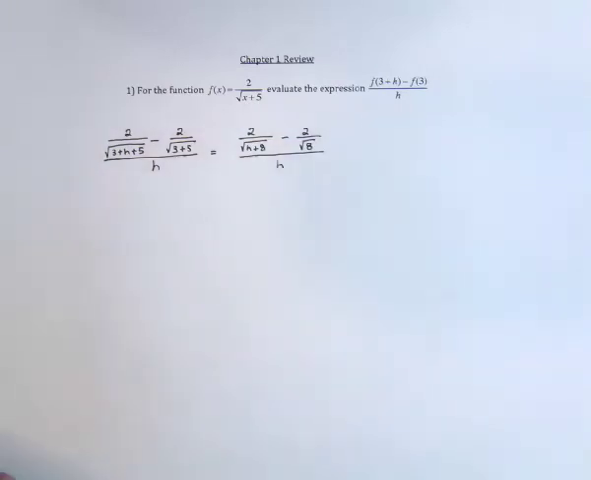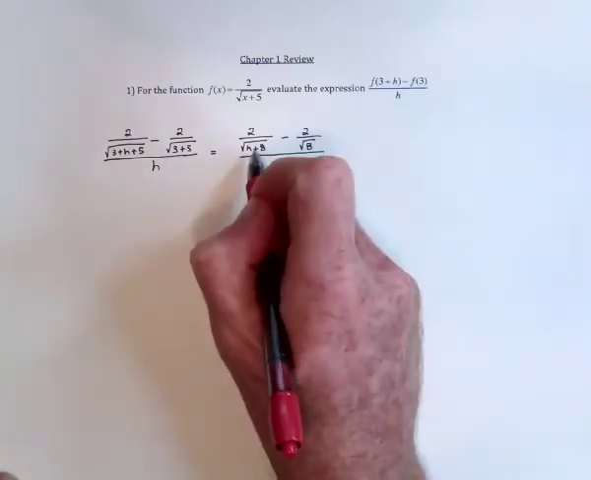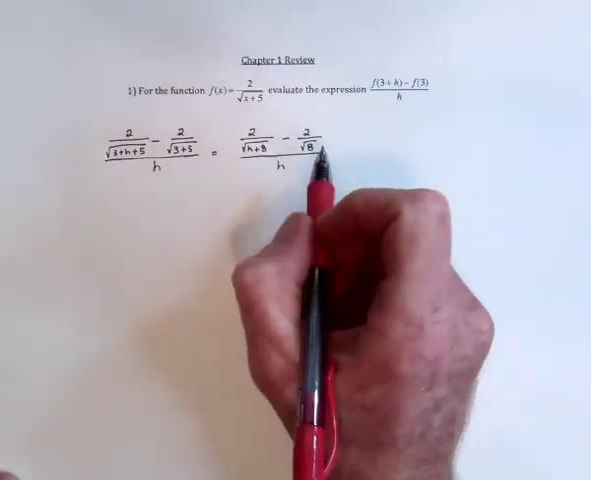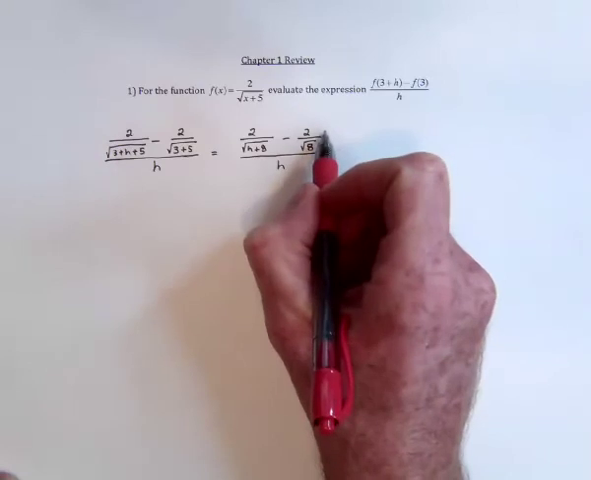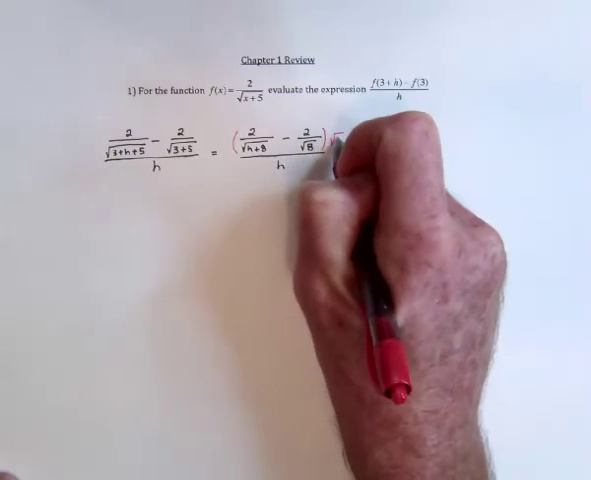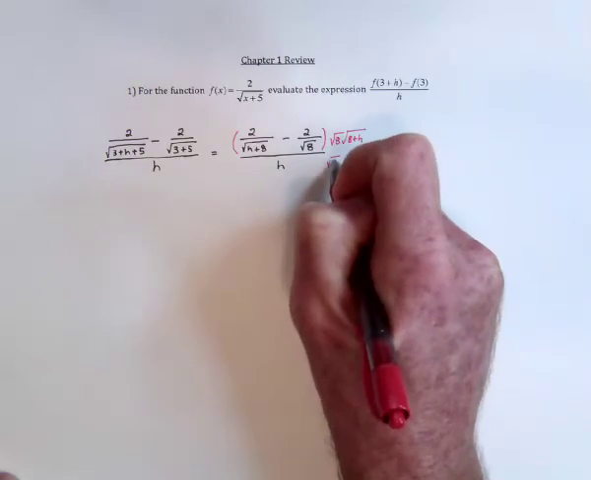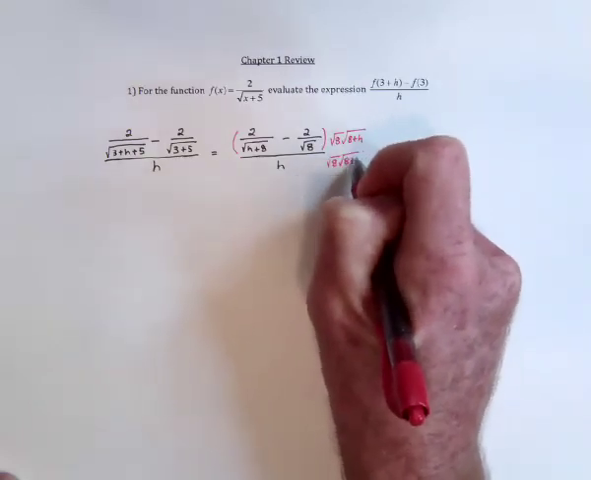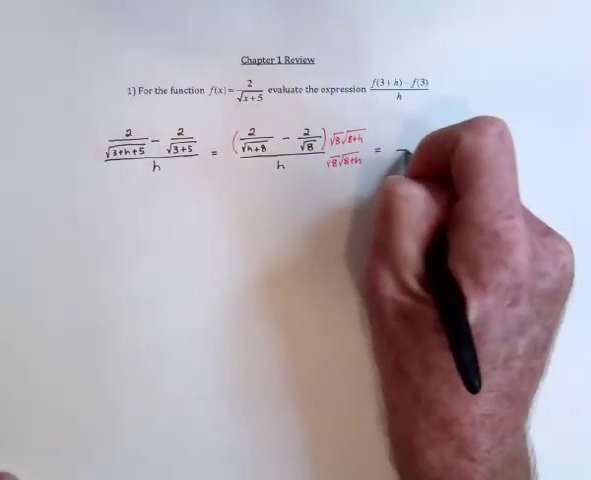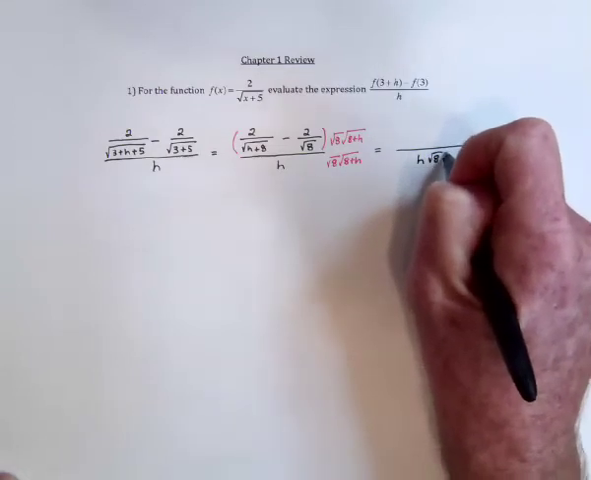So I'm going to use the least common denominator, which is this square root of h plus 8 multiplied with the square root of 8. And I'm going to multiply that on the numerator and the denominator. So multiply the numerator by the square root of 8 and the square root of 8 plus h, the square root of 8, the square root of 8 plus h. So for the denominator, that's just going to be everything multiplied together.